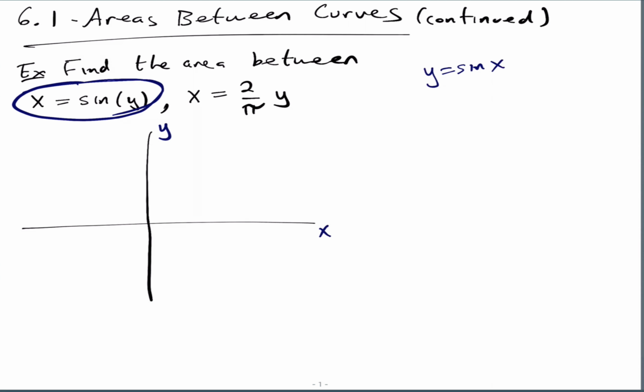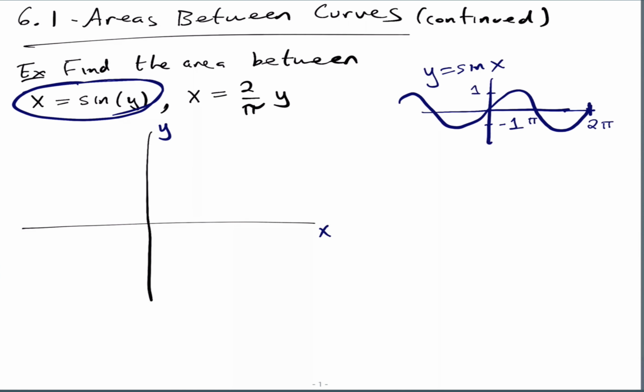So if we just kind of imagine, I don't know why I'm doing it tilted there, y equals sine of x, it looks like this, right? And what's the period of sine of x? 2 pi. Okay, good. So this would be pi. This is 1 and minus 1, right?